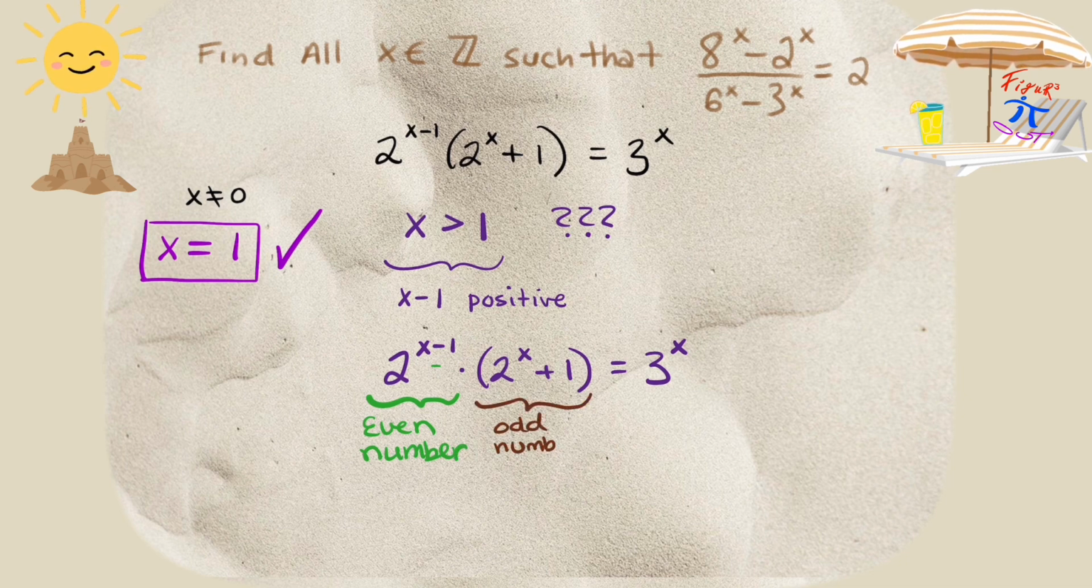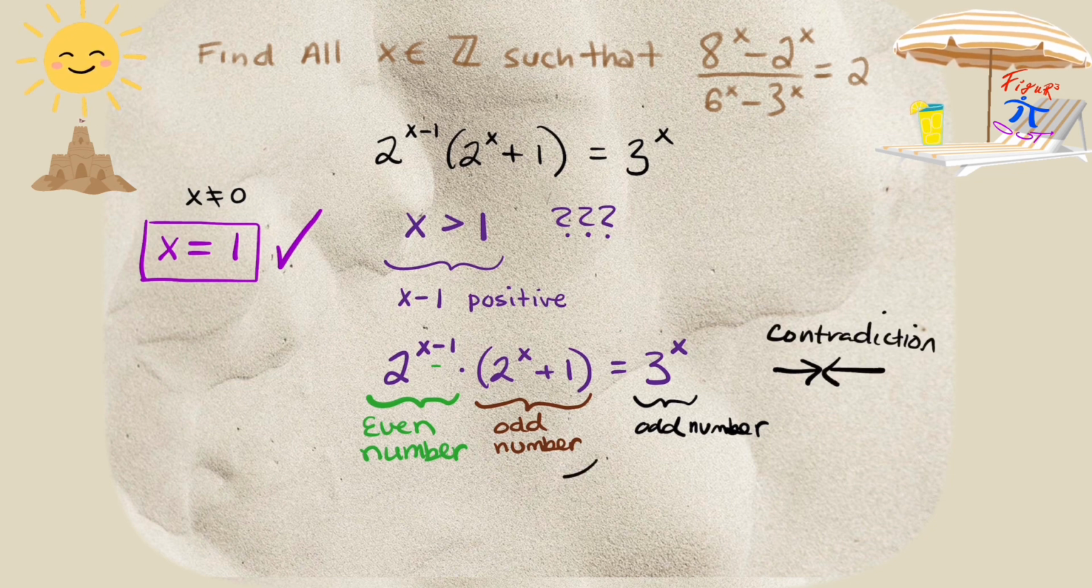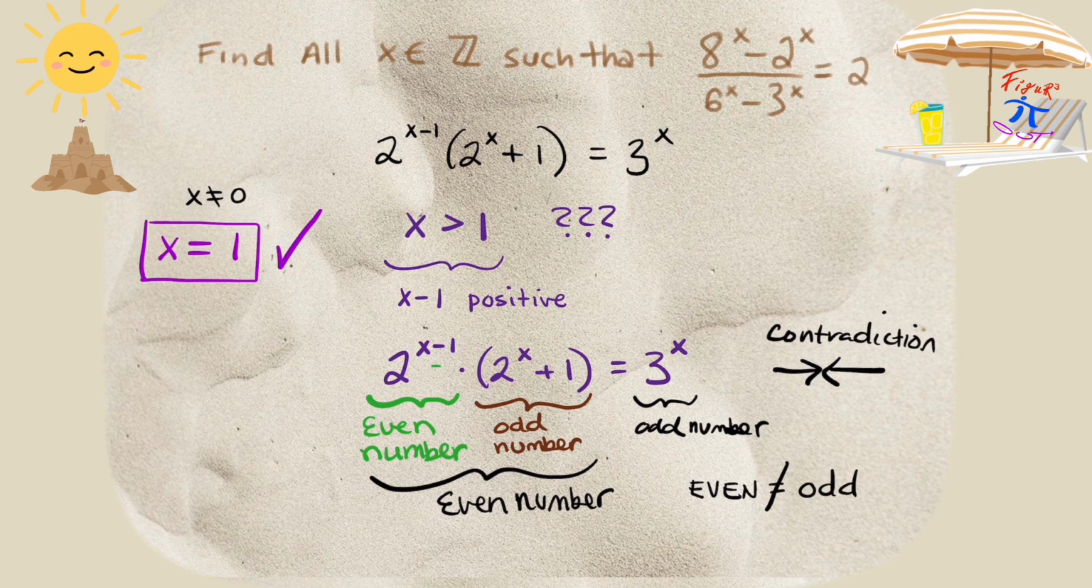The first part there is going to be an even number, the second part there an odd number, and on the other side of the equation, an odd number. This happens to lead to a contradiction because an even number multiplied with an odd number always works out to be an even number, and an even number is never equal to an odd number. So therefore, no x values greater than 1 are possible.